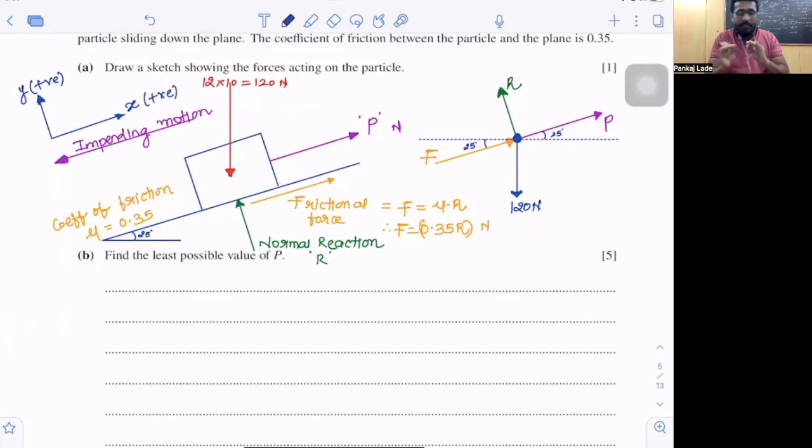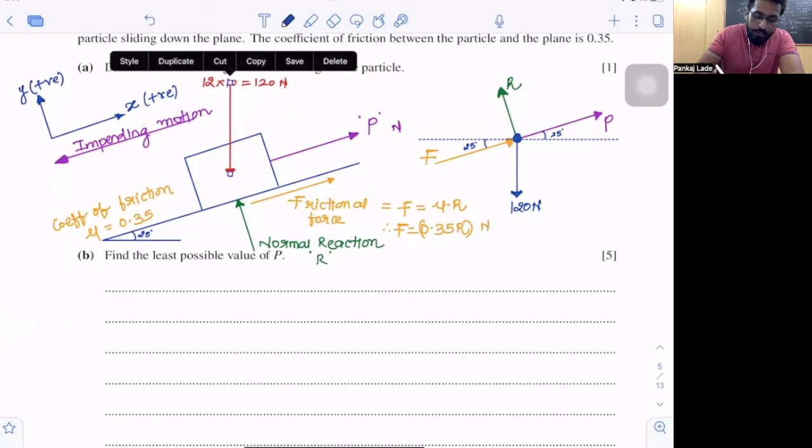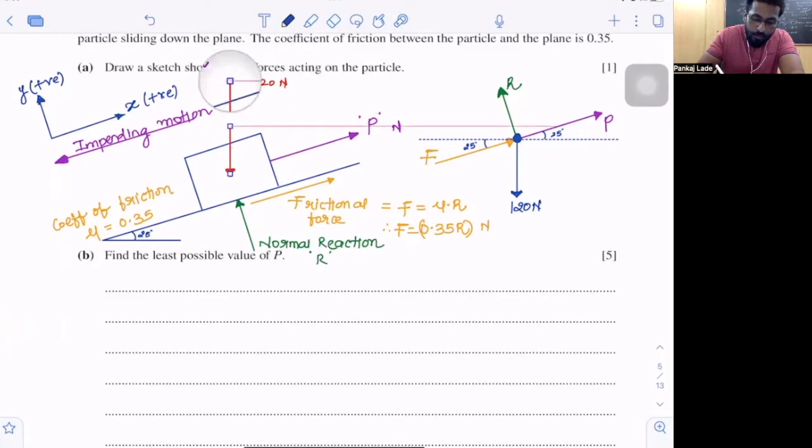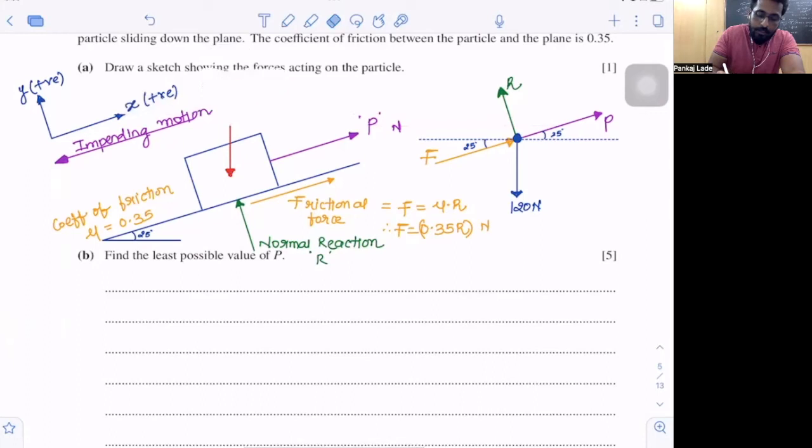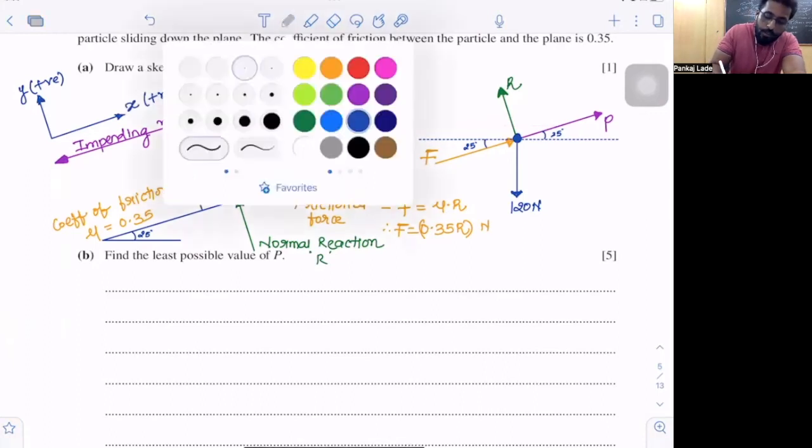Students, you want to clearly understand this. The 2 components will be now along the plane and perpendicular to the plane. Okay, so I want to resolve this 120 Newton force. Let's shorten it a little bit. Okay, this is the 120 Newton force, and I'm going to resolve this 120 Newton force.